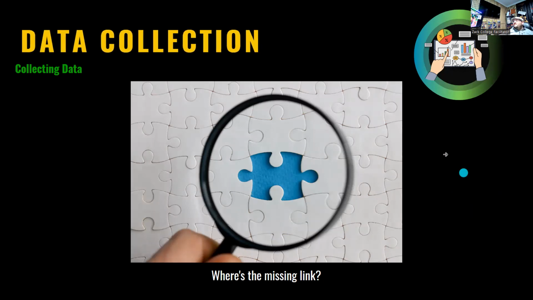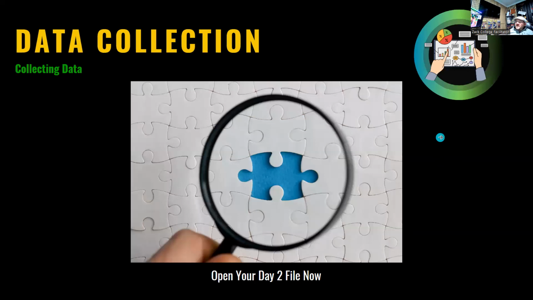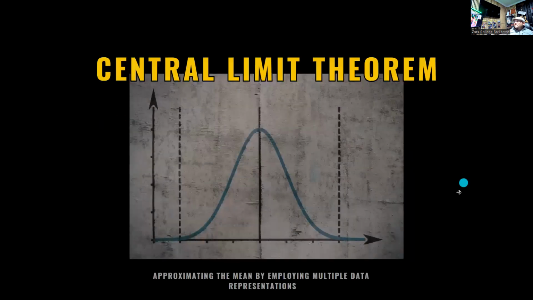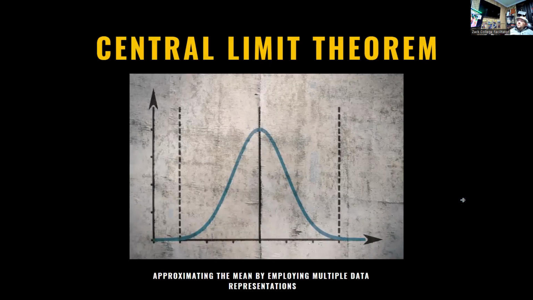So when you talk about the missing link and I tell you about data collection, you guys won't have this file. It's okay. But I wanted to show you, you have your central limit theorem, right? When we approximate the mean by employing multiple repetitions of data, we can understand our central limit theorem. Not everything's a normal distribution, and that'll be the last time I say that. But I want you to associate your data as a normal distribution.